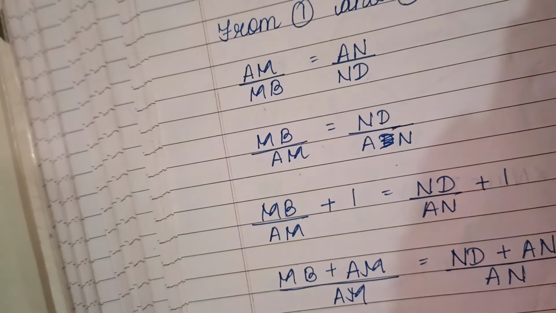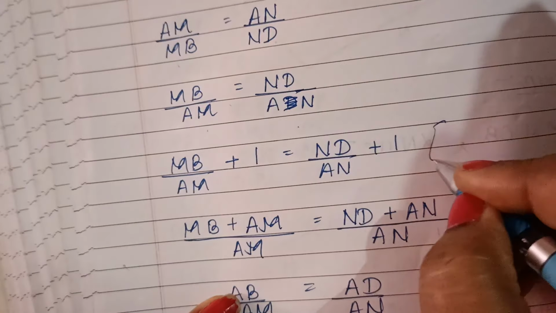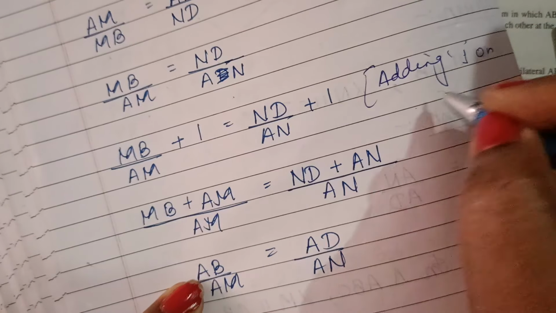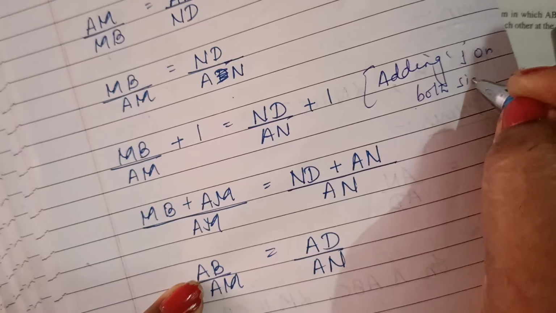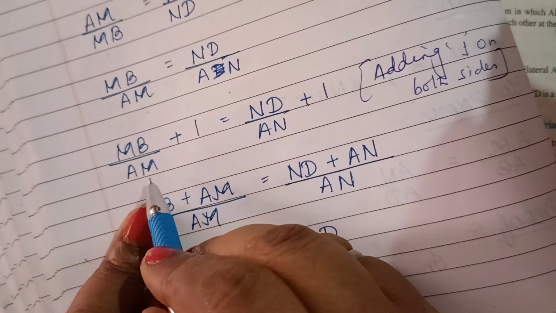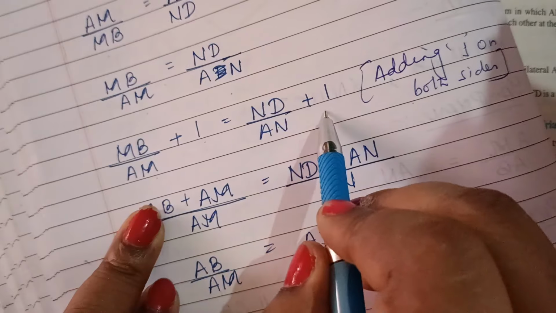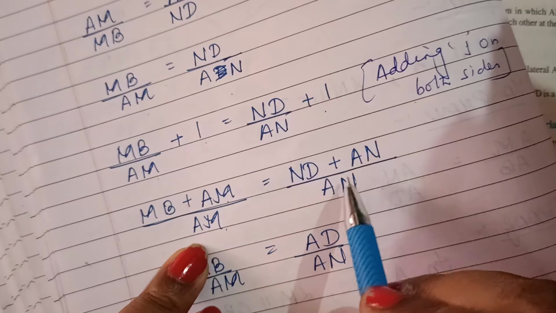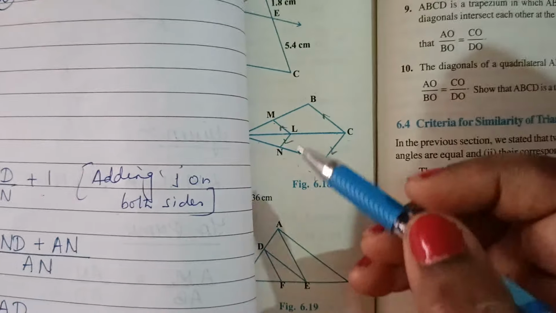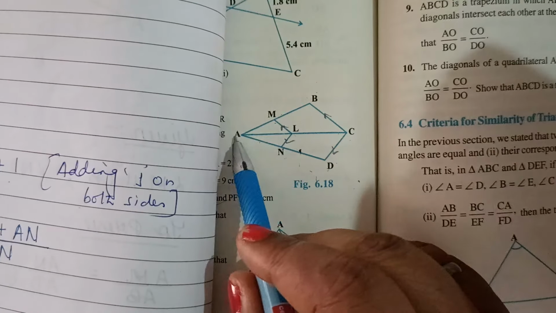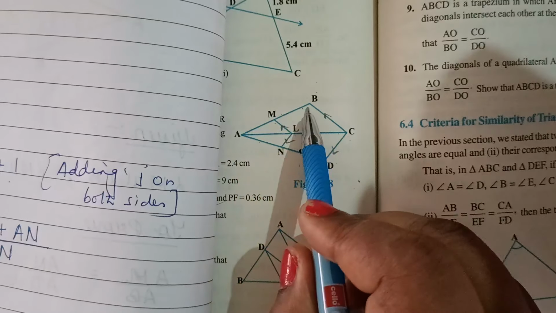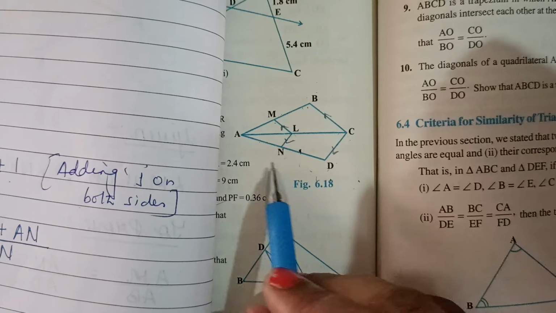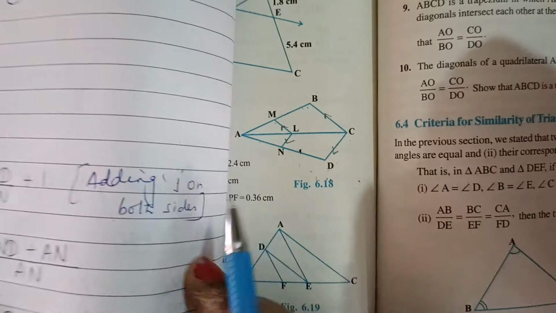Now adding 1 on both the sides, we get MB by AM plus 1 equals ND by AN plus 1. Just add it: MB plus AM by AM equals ND plus AN by AN. Now what is MB plus AM? MB plus AM equals AB. So in place of this you will write AB by AM, and ND plus AN will be equal to AD. So AD by AM.